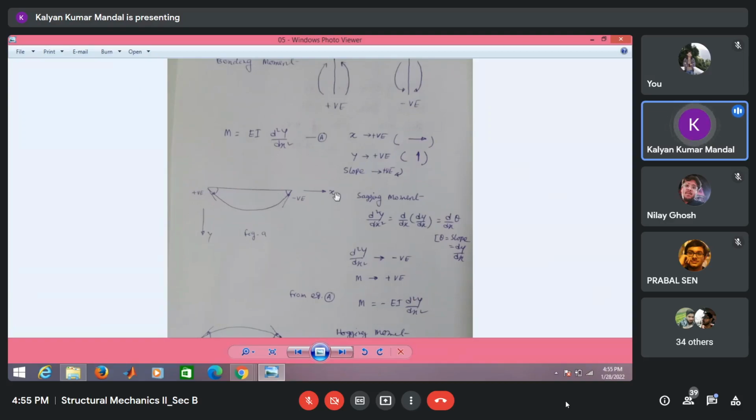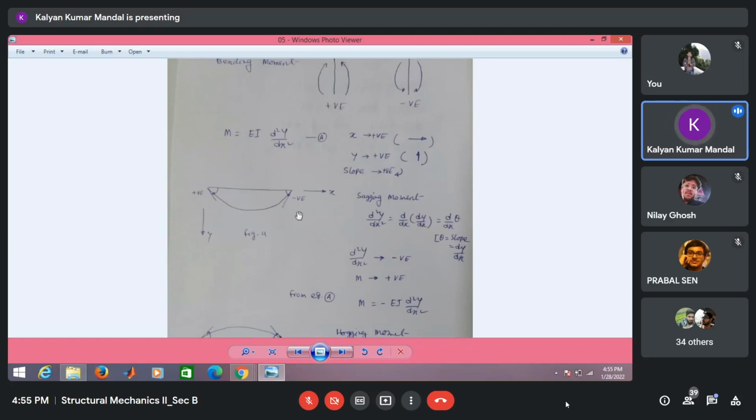If the positive x-axis is like this, and the positive y-axis is in the vertically downward direction, then the slope will be considered positive when it is clockwise in direction. This is the sign convention for this axis system. Now we try to write the expression M is equal to EI d2y/dx2 in this axis system.